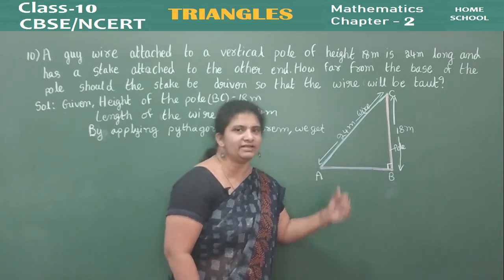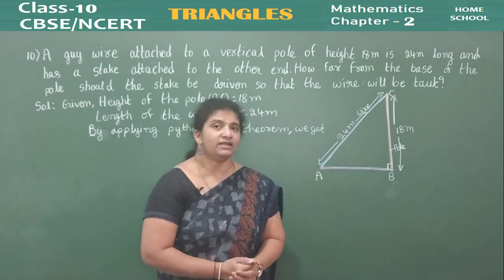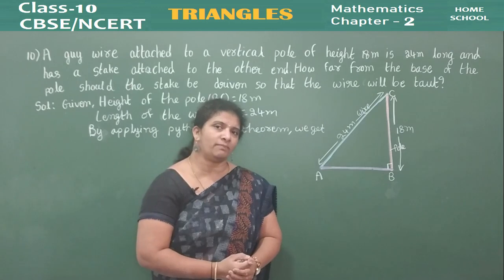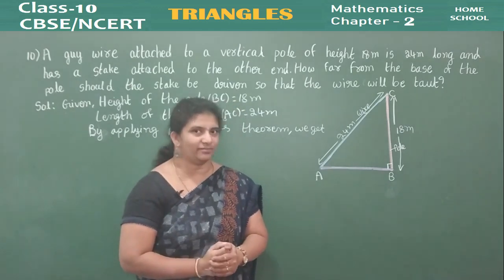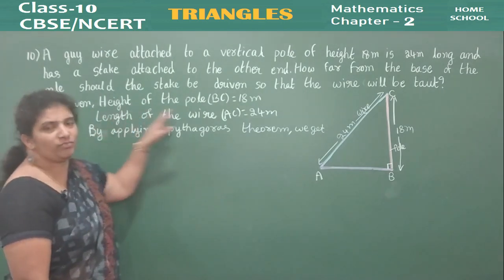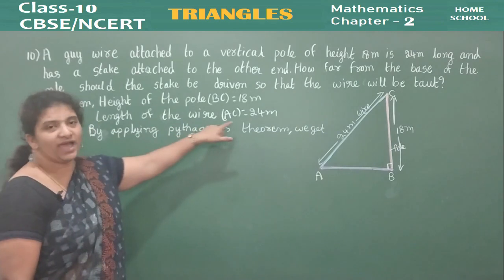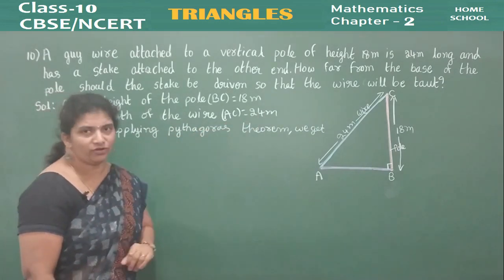You need to find the distance. Which figure can you see here? A right angled triangle. What formula are you going to apply? Pythagoras theorem, right? Let's see the solution. Given height of the pole BC is equal to 18 meters. Length of the wire AC is equal to 24 meters.